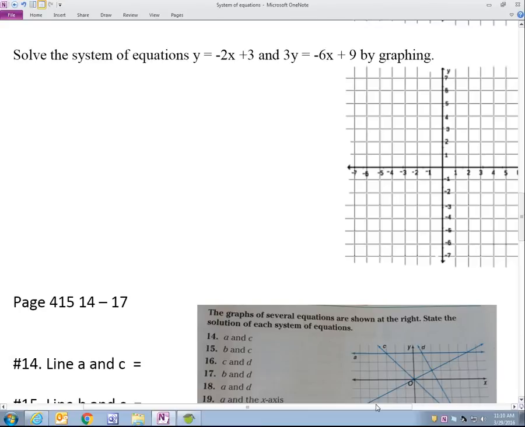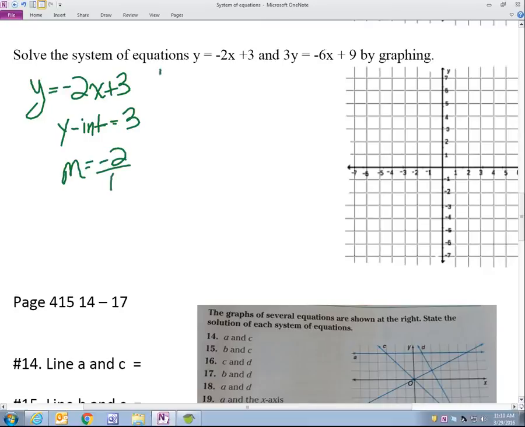Solve the system of equations y equals negative 2x plus 3 and 3y equals negative 6x plus 9 by graphing. Once again, we need to make one of these into slope-intercept form so it's nice and friendly. My y-intercept for this one is 3 because that's the b. My slope is negative 2 over 1. 3y equals negative 6x plus 9. I need to get y by itself. Y is being multiplied by 3, so I'm going to divide both sides by 3.